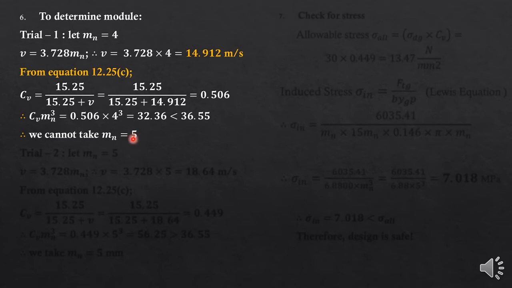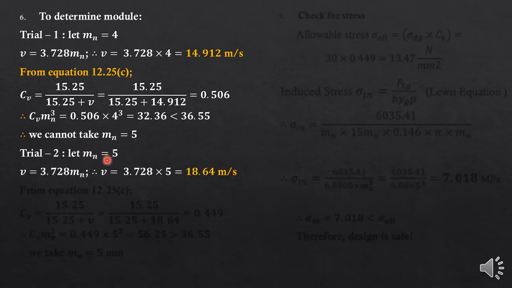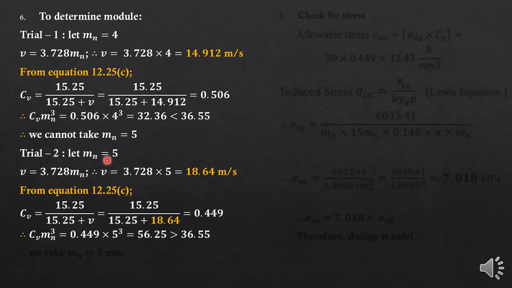Okay, so let's move on to trial 2, where we take Mn equal to 5, incrementing by 1. We follow the same steps, and we see that we obtain CV Mn cube as 56.25, which is greater than 36.55. Therefore, we take module as 5 mm. Alright, so by trial and error approach, we have narrowed down onto the normal module, which is equal to 5 mm. Now we need to check for the stresses. We need to check if the module is proper or not.